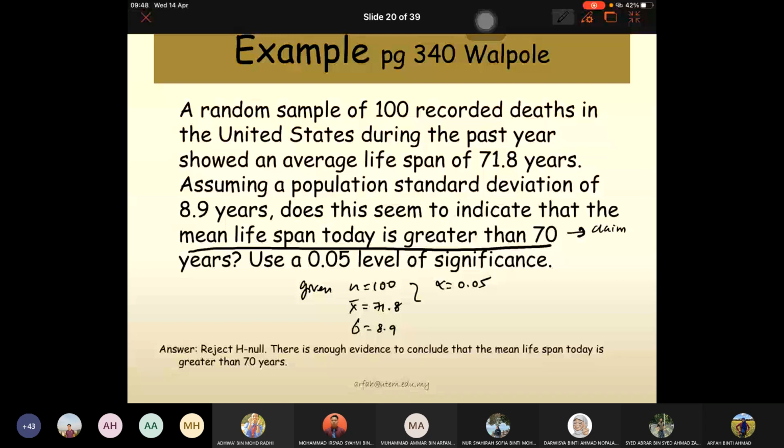So from the information given, n greater than 30, sigma is known. That means this is case 1. So it will follow Z distribution. So your test statistic will be Z equal to x bar minus mu over sigma over square root of n. Okay, so list down the information given.